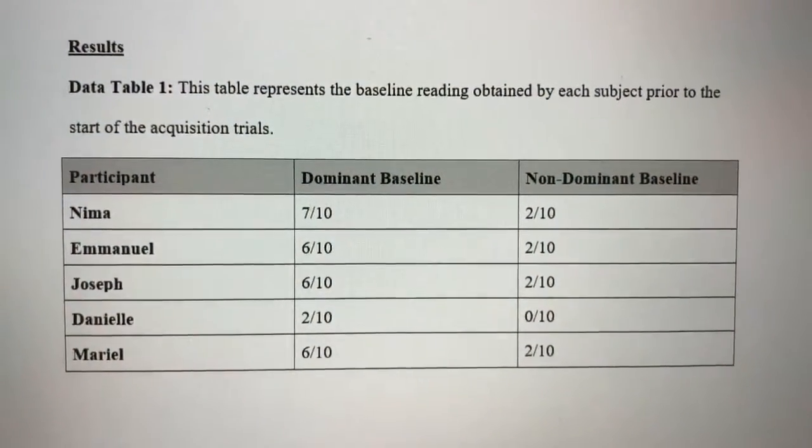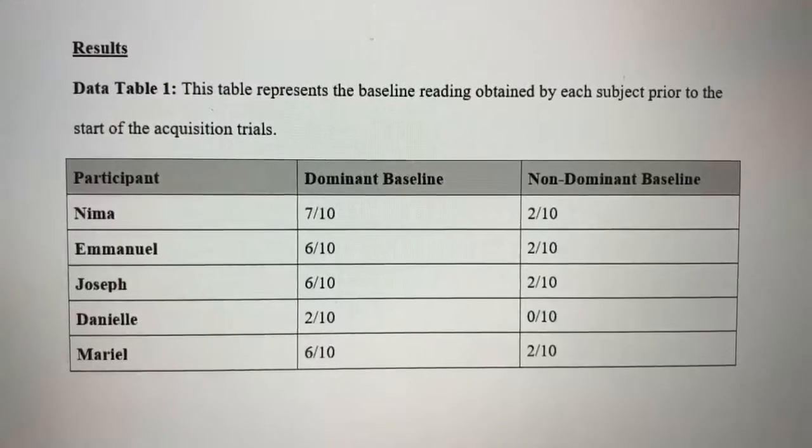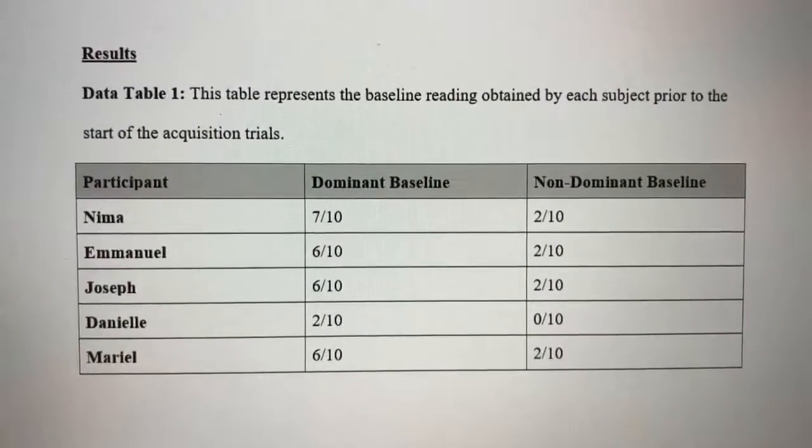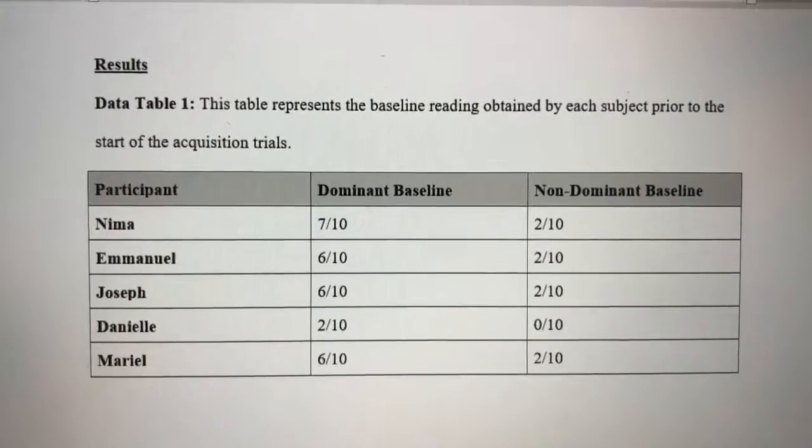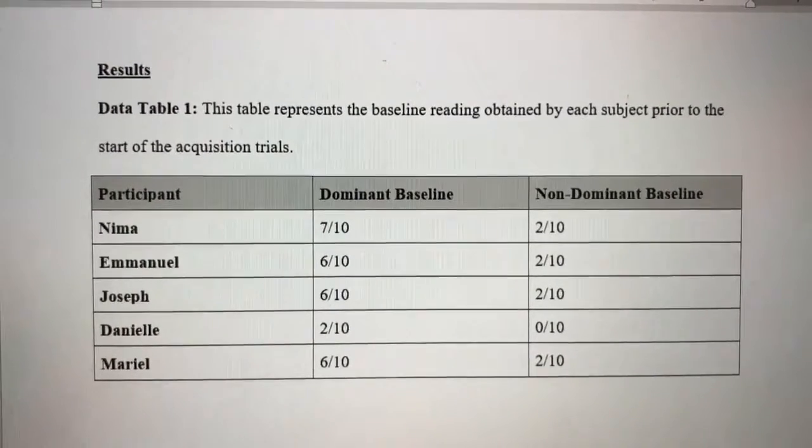This chart is our baseline data, which are the first 10 shots taken with our non-dominant hand and our dominant hand. This data served as a standard for comparison with all acquisition trials.